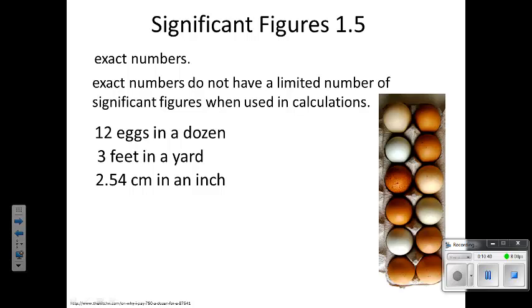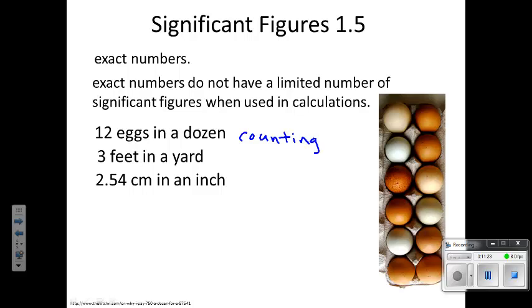Another issue that comes up is exact numbers, and exact numbers come up specifically in calculations. So exact numbers do not have a limited number of significant figures when used in calculations. So if you're counting how many eggs in a dozen, you count 12. 12 eggs in a dozen, and you can't have half an egg or a quarter of an egg, right? Or unless you hard boil it and slice it up or something. But 12 eggs in a dozen, right? That's a counting number, and so it's not a matter of measurement. I'm not measuring the number of eggs. I'm simply counting them.